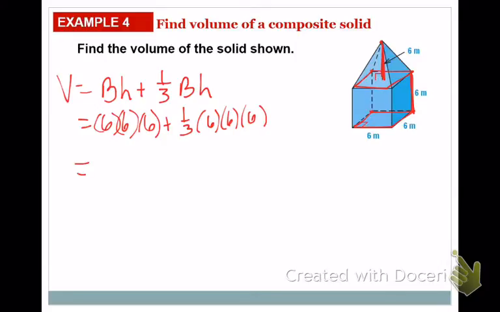So 6 times 6 times 6 is 216. And then we divide that by 3 to get this back part, 72. And so the volume of this guy is 288 meters cubed. Okay? Simple enough. Volume much easier than surface area, I think. So there you go.